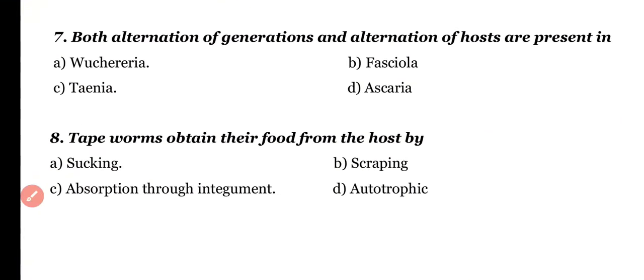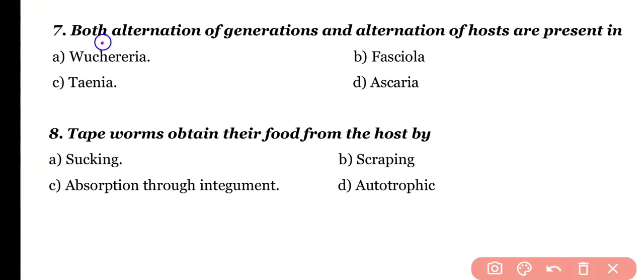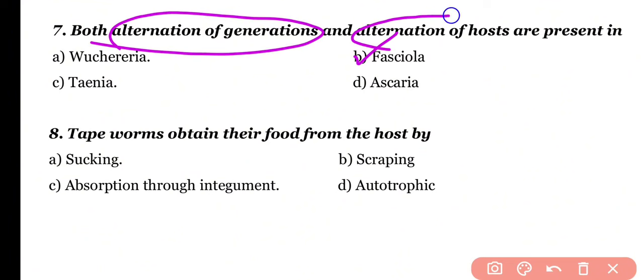Question number seven. Both alternation of generations and alternation of host are present in Wuchereria, Fasciola, Taenia or Ascaris. Correct answer is option B. Fasciola hepatica ke andar alternation of generation, similarly alternation of host present.